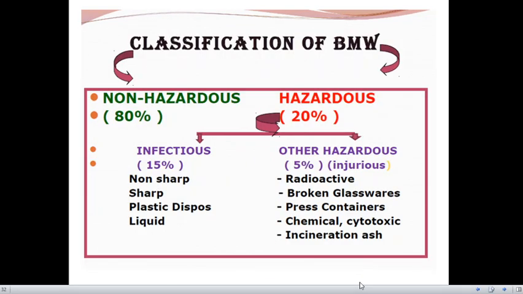Now coming to the classification of biomedical waste, there are two types: non-hazardous, 80%, and hazardous, 20%. Under hazardous we have infectious and injurious or other hazardous. For infectious we have non-sharps, plastics, plastic disposables, and liquid. Under other hazardous we have radioactive, broken glassware, trace containers, chemical, cytotoxic drugs, and incineration ash.